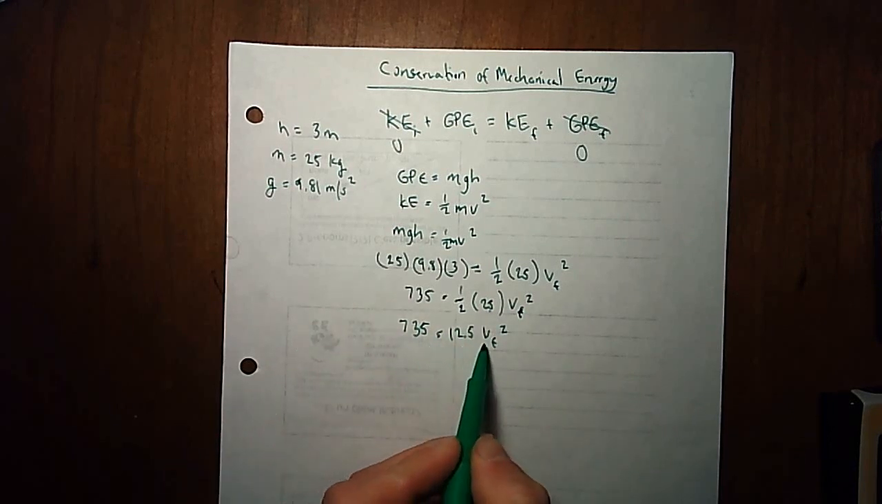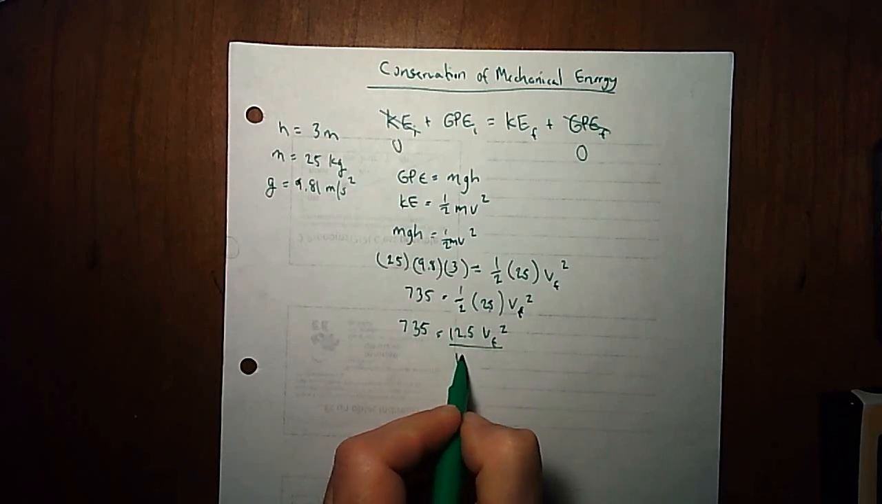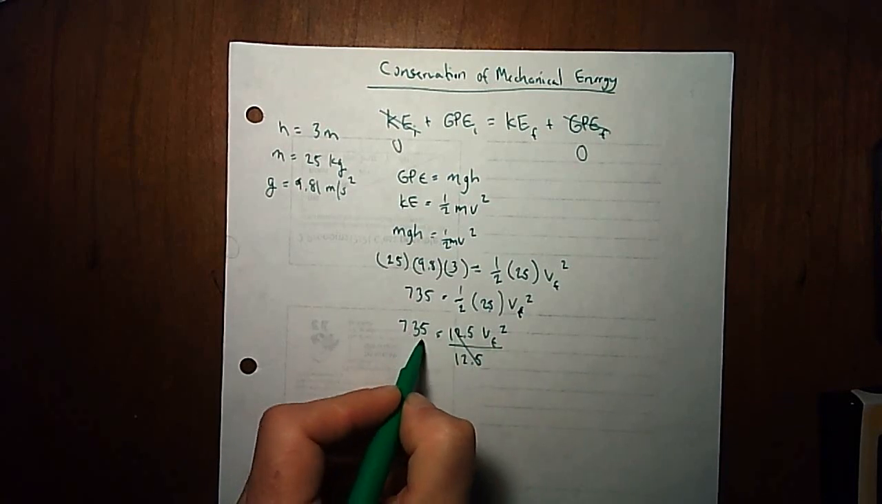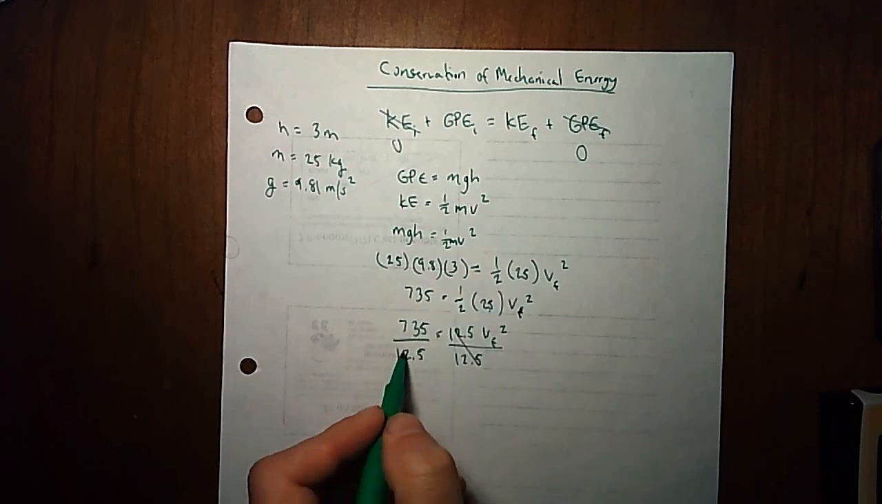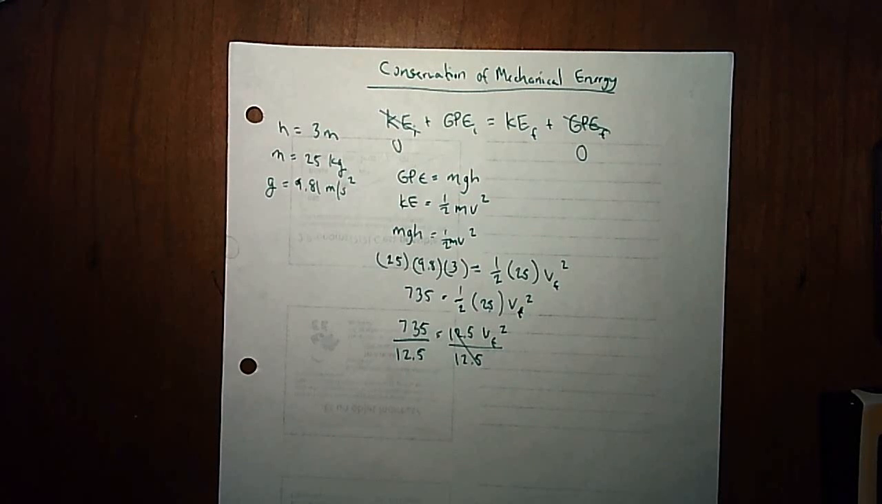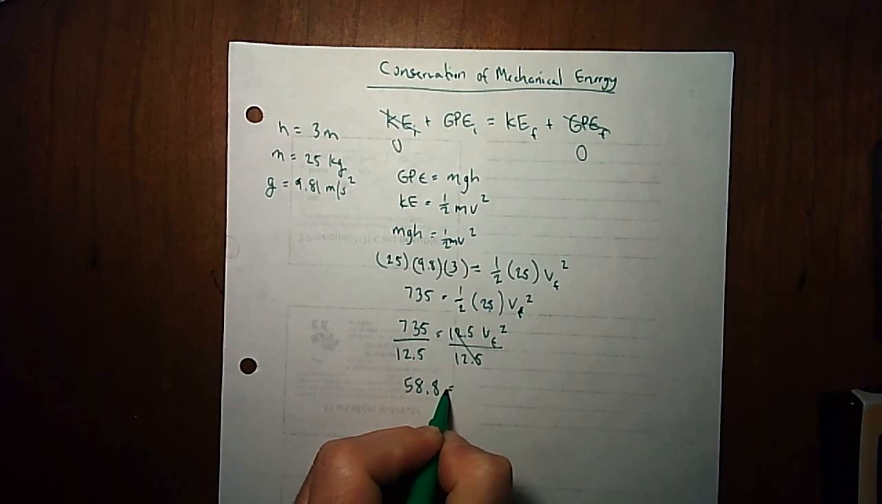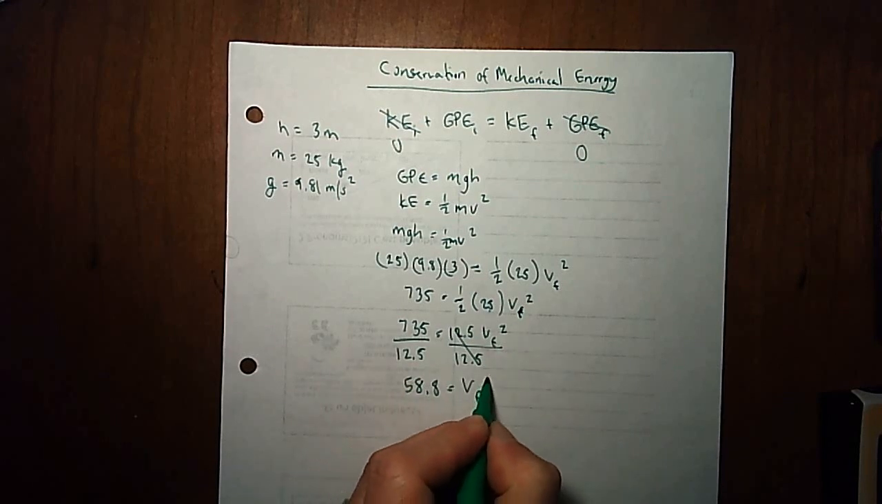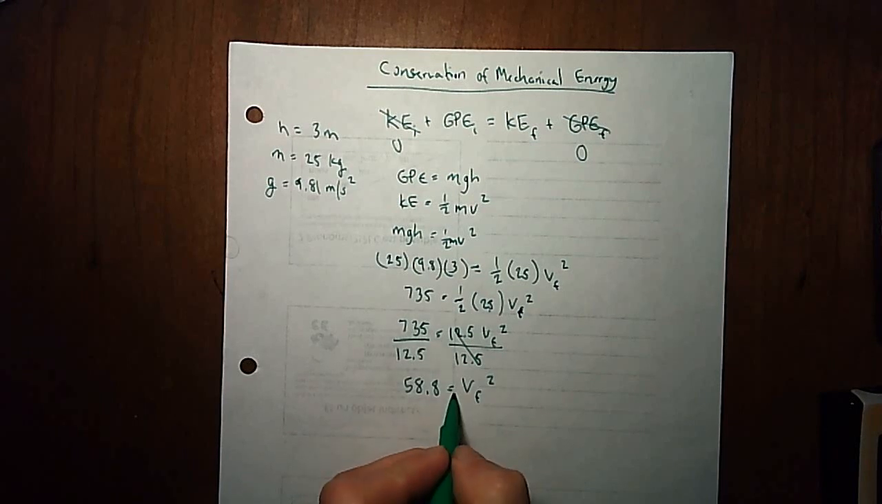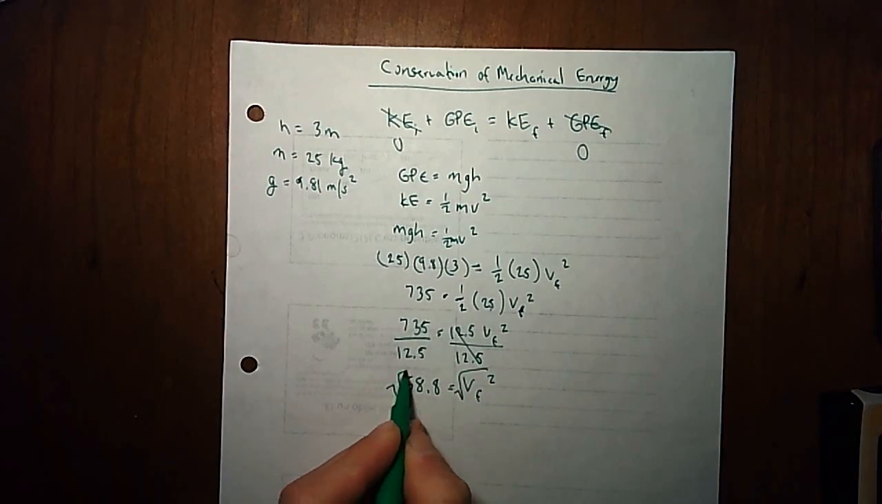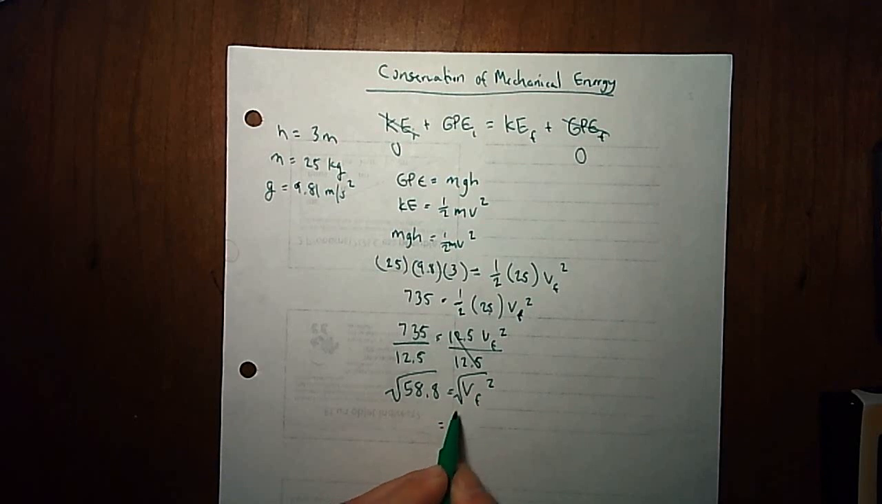We want to get rid of this 12.5, so we simply have to divide by 12.5 on both sides. So that will get rid of it on the right. Then we have to divide 735 divided by 12.5, which is 58.8, is equal to VF squared. Now, of course, the very last thing we have to do is find the square root of VF and find the square root on this side. So the square root of VF squared is obviously going to be VF.